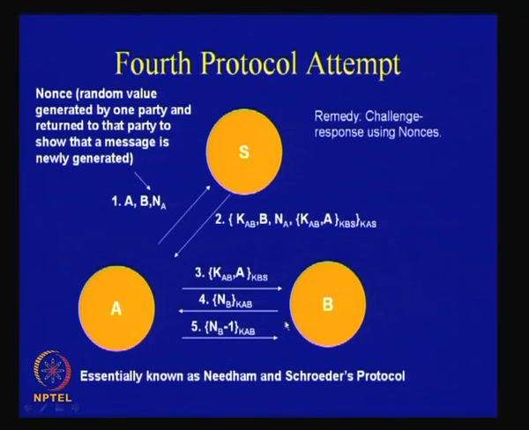And it also ensures to B that A is actually knowledgeable about KAB, that is, A actually knows KAB. Because whenever it decrypts with KAB, it knows that what A has used to encrypt is the session key KAB. So it is a kind of key confirmation in the context of B, that B is confirmed that A actually has knowledge of the session key KAB.